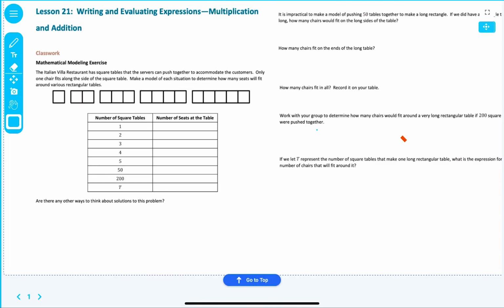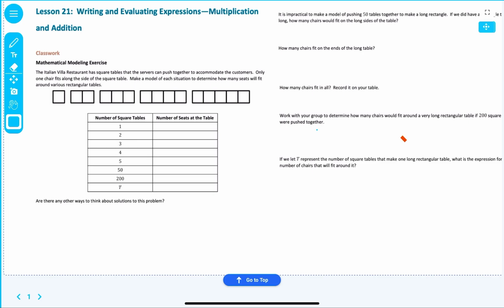Okay, this is Math 6, Module 4, Lesson 21, Writing and Evaluating Expressions, doing multiplication and addition. So it says, the Italian Villa restaurant has square tables that servers can push together to accommodate the customers. Only one chair fits along the side of the square table. Make a model of each situation to determine how many seats will fit around various rectangle tables.